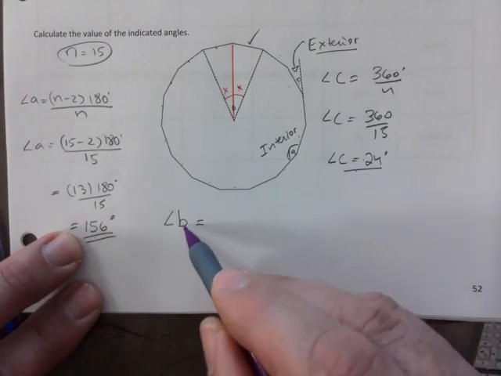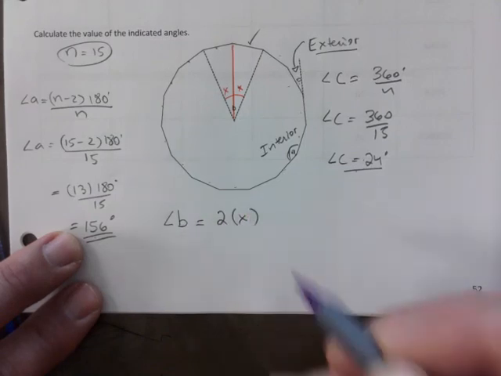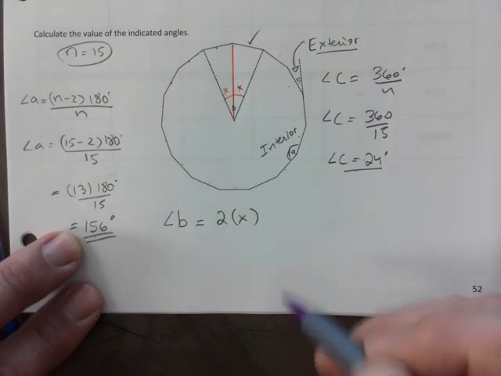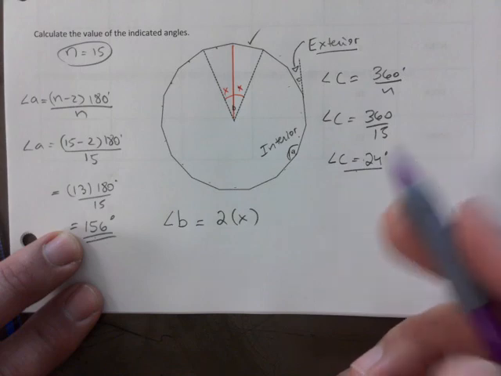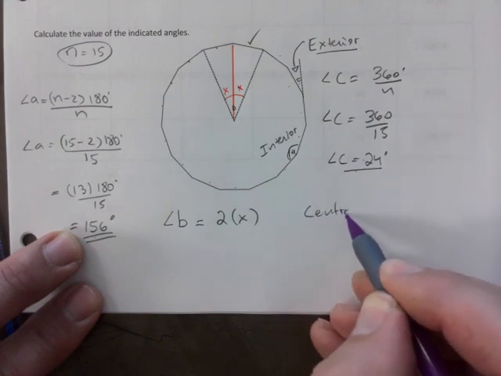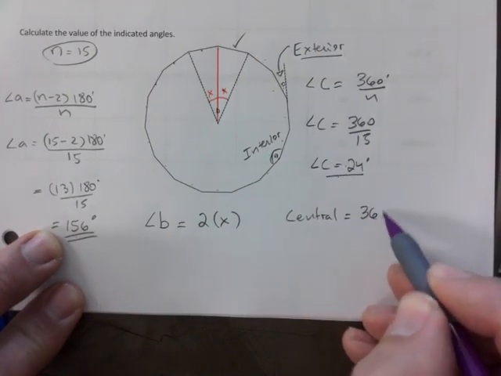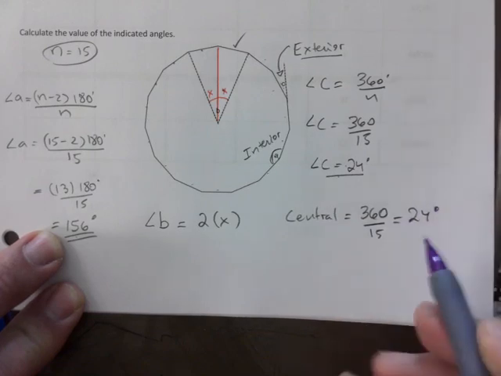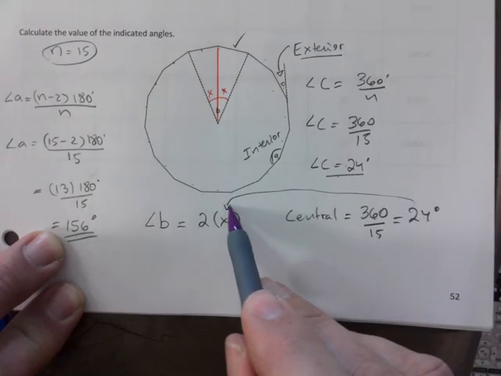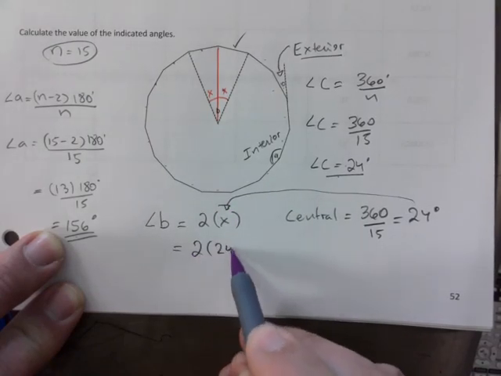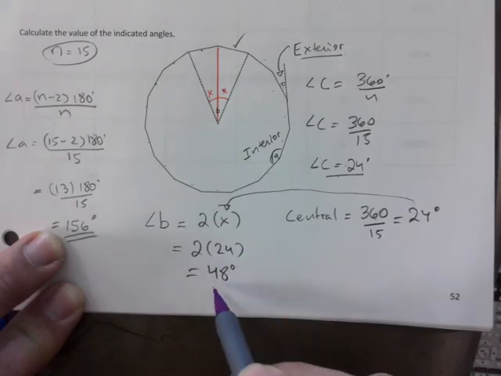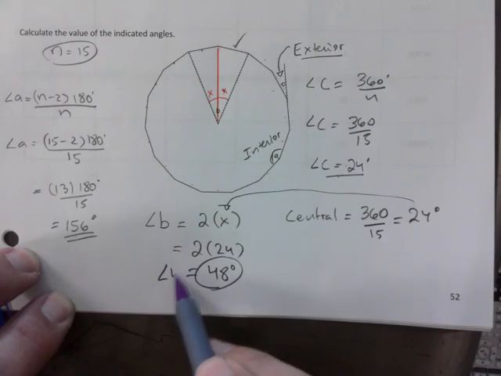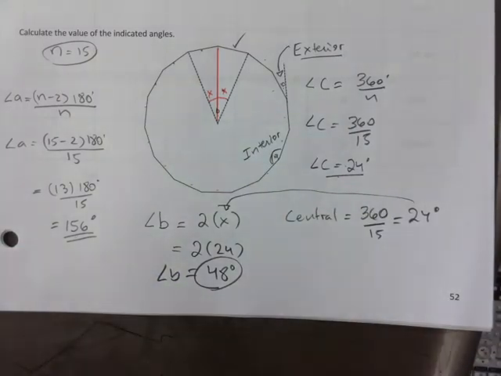So to find angle B, it's 2 times angle X. Does that make sense? You don't have to do it this way. You can do it your own way. But I'm going to find a central angle. Central is 360 divided by 15, which we already know is 24 degrees. And that is what I'm going to plug in here. So angle B is 2 times 24, which is 48 degrees. Okay? So angle B is 48 degrees. It's 2 central angles wide, or the measure of the angle.